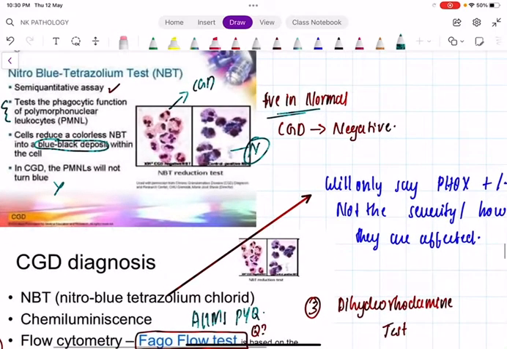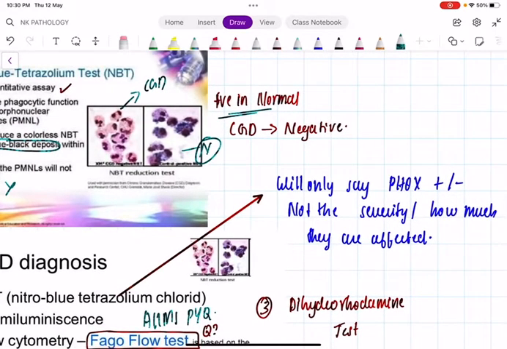It will only say whether the phox enzyme is present or not. It will not say how much is affected. For example, in some patients the enzyme will be completely absent, whereas in other cases the enzyme will be partially present, like 50% functioning normally. That cannot be graded using the nitroblue tetrazolium test. It will just say whether that enzyme is present or not.